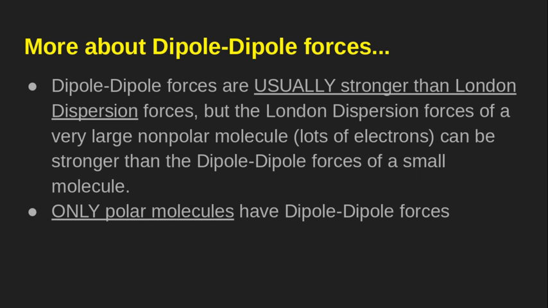Dipole-dipole forces are usually stronger than London dispersion forces. I say that they're usually stronger because if London dispersion forces are in a molecule with a lot of electrons, like we discussed earlier, they can actually become really strong and may be more powerful than the dipole-dipole forces of a smaller molecule. Also, while every molecule and atom has London dispersion forces, only polar molecules have dipole-dipole forces.